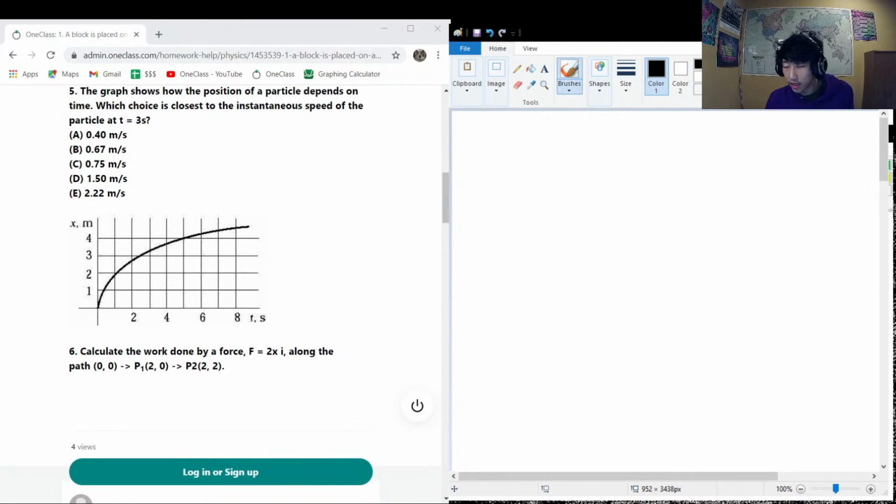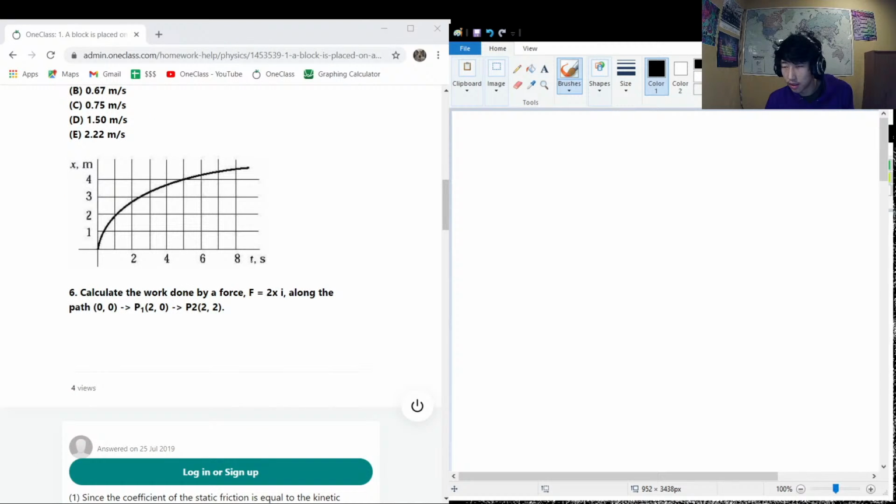And okay, so the next part of the question is asking us, completely unrelated to all the other parts of the question, to calculate the work done by the force 2x i along the path from 0, 0 to the point 2, 0, to the next point, 2, 2.